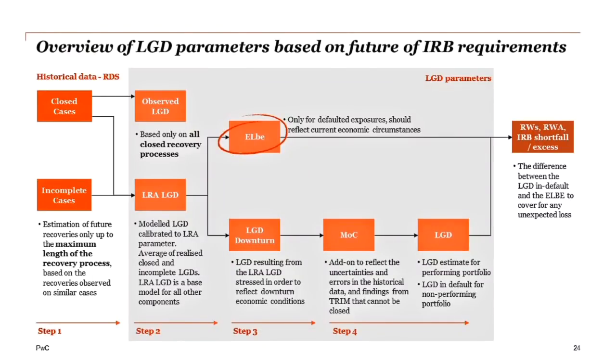Now we're reaching the expected loss best estimate. Expected loss best estimate is the best estimate of the expected losses for defaulted exposures. The regulator doesn't have any specific methodology to derive ELBE. However, there are some preferences and restrictions. Expected loss best estimate should be estimated only for defaulted exposures, and risk weights for the defaulted exposures are estimated as a difference between LGD in default, which consists of LGD downturn plus MOC, as you may see on the slide, and ELBE.